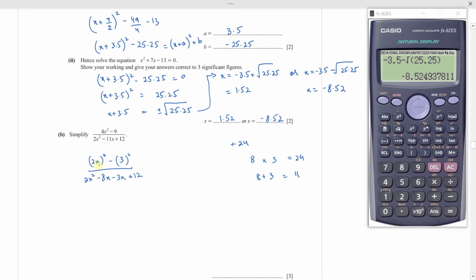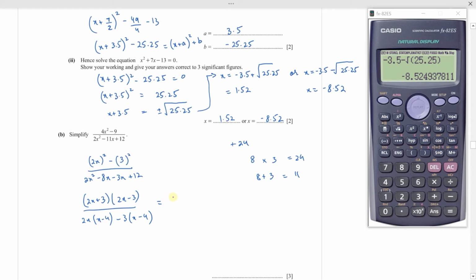So in the numerator, I can use the formula a square minus b square is a plus b into a minus b. So this will be 2x plus 3 into 2x minus 3. And I can take 2x common. This will be x minus 4, minus 3 common here. So this will be again x minus 4.